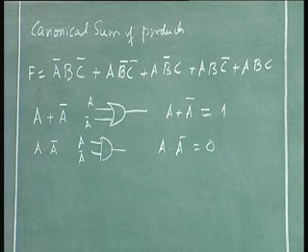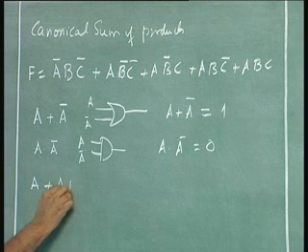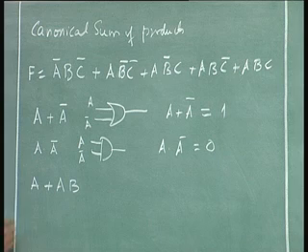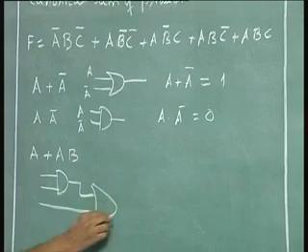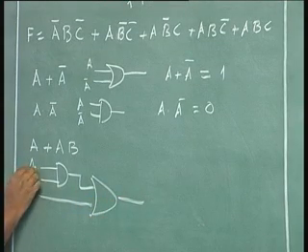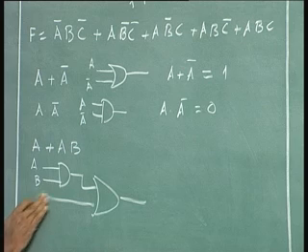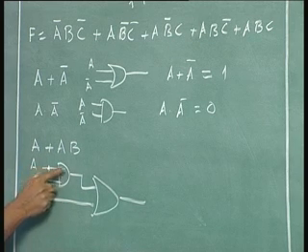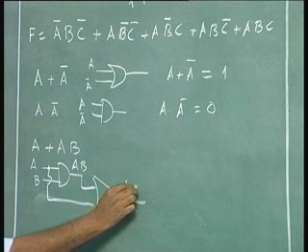For example, suppose I have a or a b. That means I have a gate with a and b as input feeding into an OR gate along with a. This is a and b, and this is a or a and b.